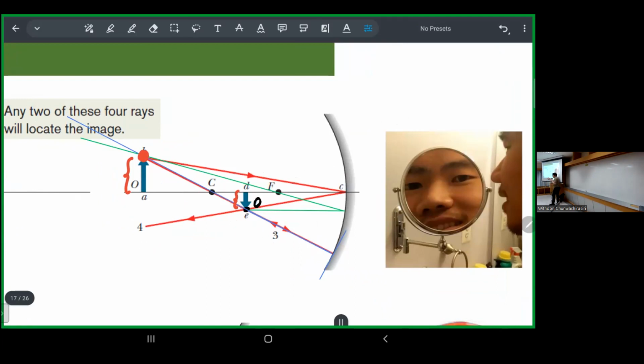All right, guys, I want you to try. How can you get to this image right here? Is this image real or virtual? What do you think? The one that has your face blown up like this. Is this virtual or real? Yeah, it's supposed to be virtual because your face goes up behind the mirror. Anything that goes behind the mirror is not real. Light cannot travel there, right?